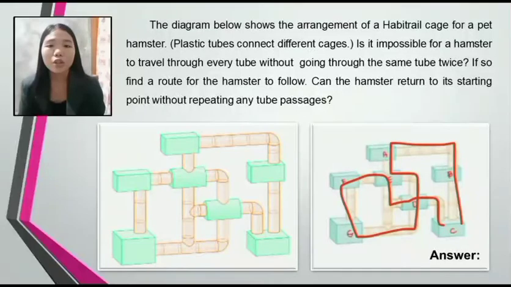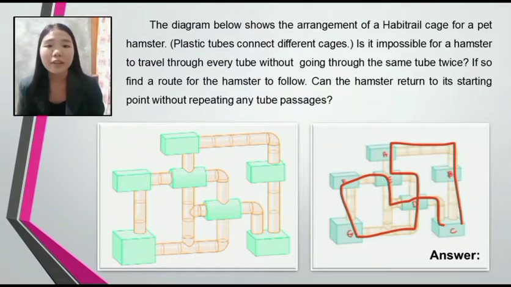The diagram below shows the arrangement of a hamster trail cage for a fat hamster. Plastic tubes connect different cages. Is it impossible for a hamster to travel through every tube without going through the same tube twice? If so, find the route for a hamster to follow. Can the hamster return to its starting point without repeating any tube passages?